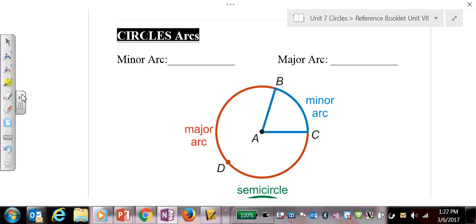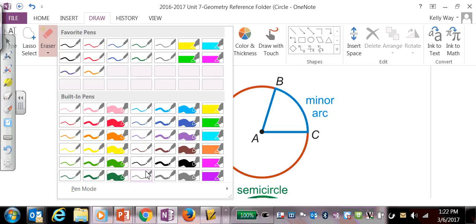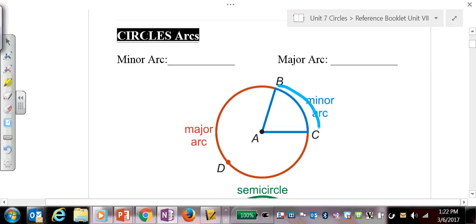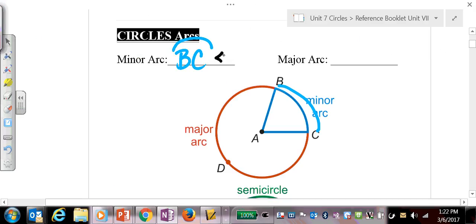Let's get our terminology. Step 1, a minor arc. I'd like you to trace B to C. This is a recap from your preview notes. We're in your reference booklet. Trace B to C. Go like that, 2 letters. It is less than 180. Excellent.